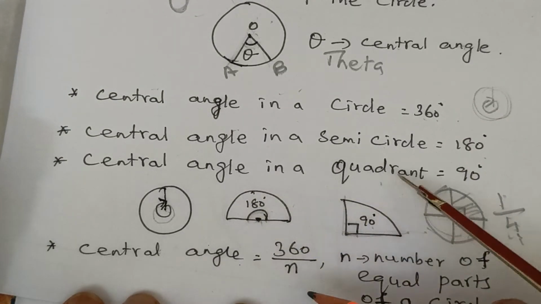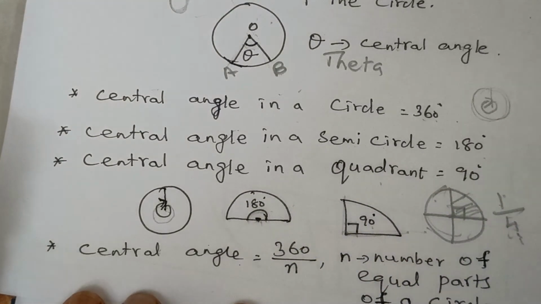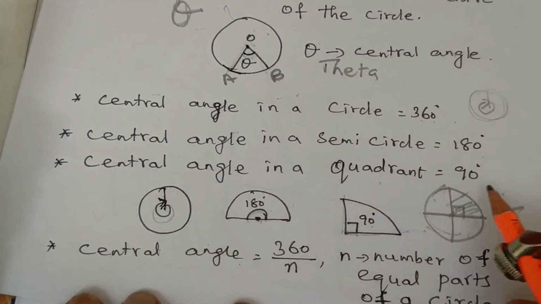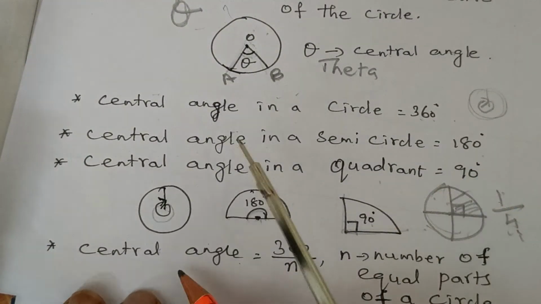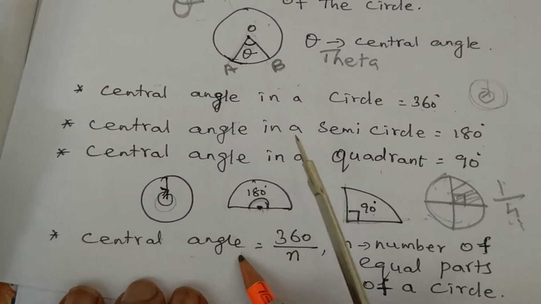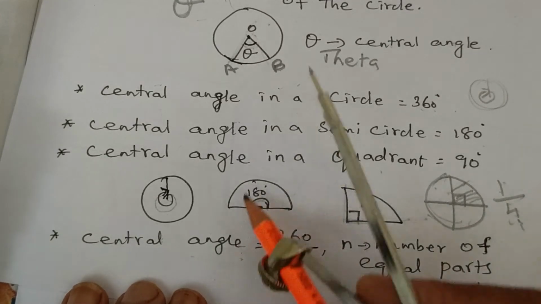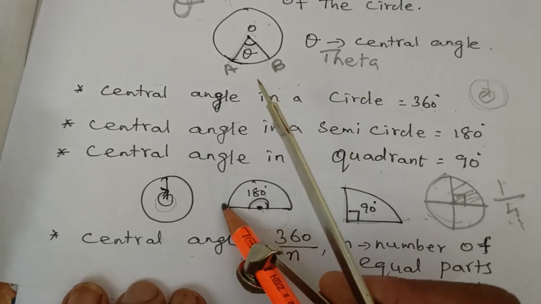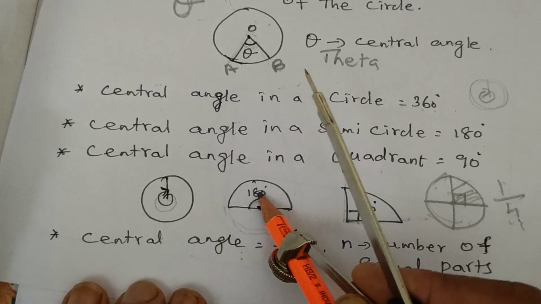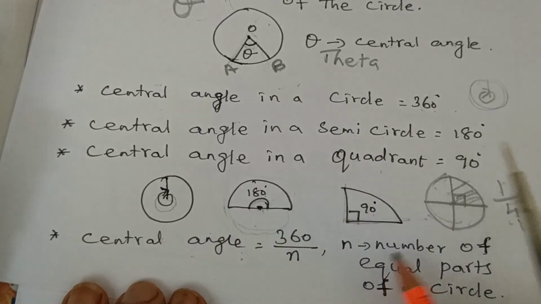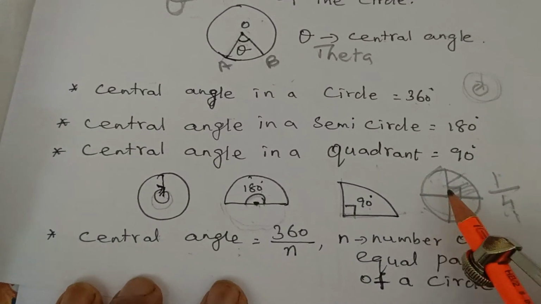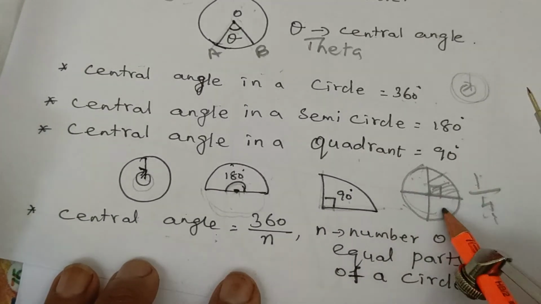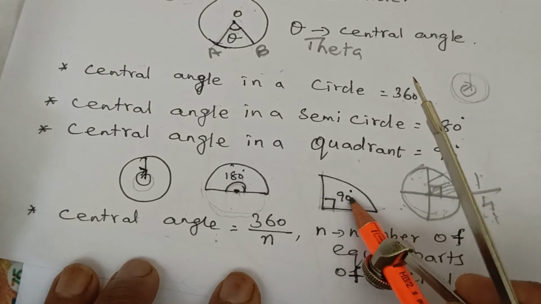So angle in a quadrant means quarter, 1/4 of a circle is 90 degrees. Now, how to find, this is a formula, how to find the central angle. If a circle is divided into 2 parts, semicircle means circle is divided into 2 parts. So 360 divided by 2 is 180. Here circle is divided into 4 parts. So 360 divided by 4 will give you 90.